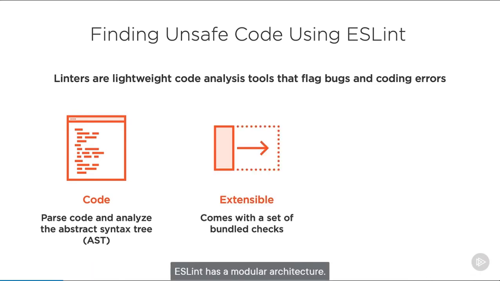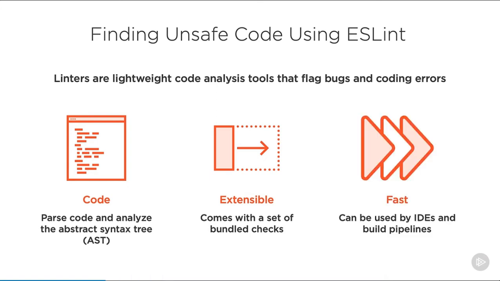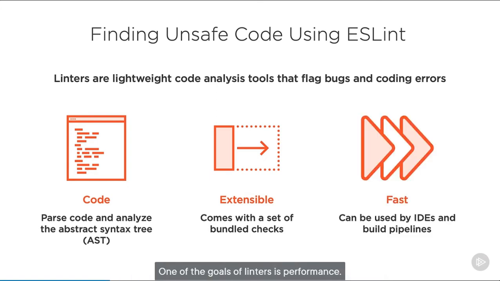ESLint has a modular architecture. The checks are not built directly into the tool itself, but implemented as plugins. This allowed the ESLint community to work on many useful plugins covering things such as coding style, enforcing best practices, and even simple security checks. One of the goals of linters is performance. They run quickly enough to be easily integrated into code editors, IDEs, and build scripts.